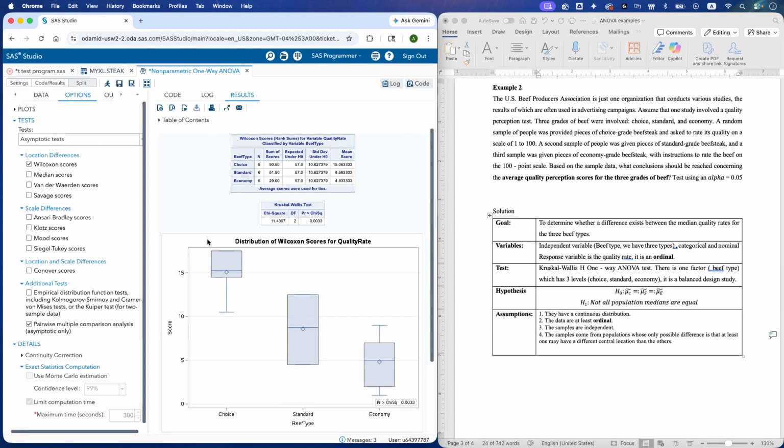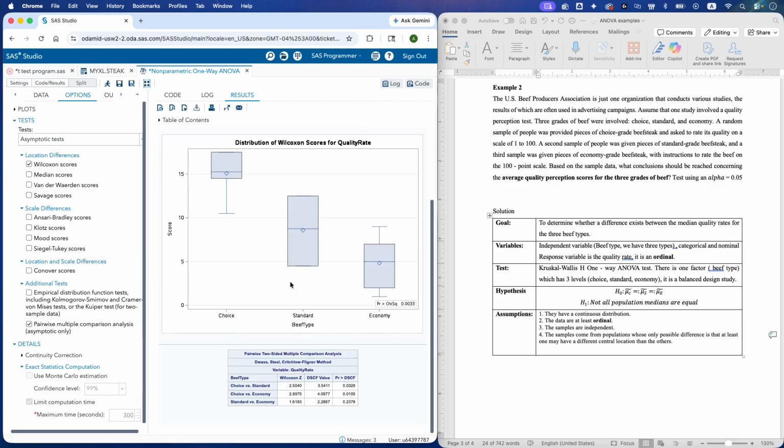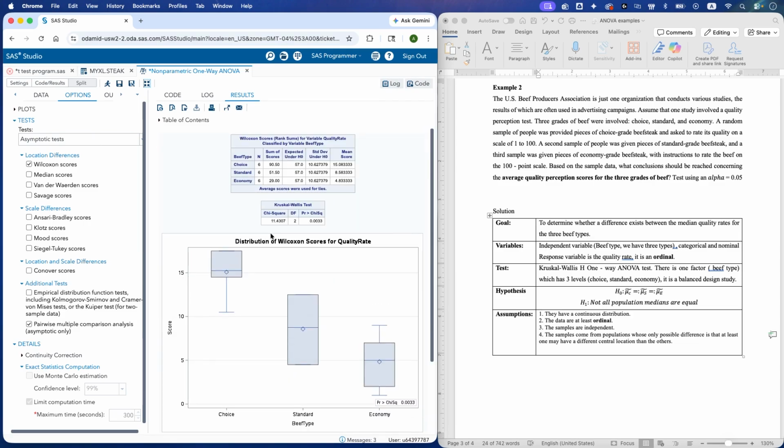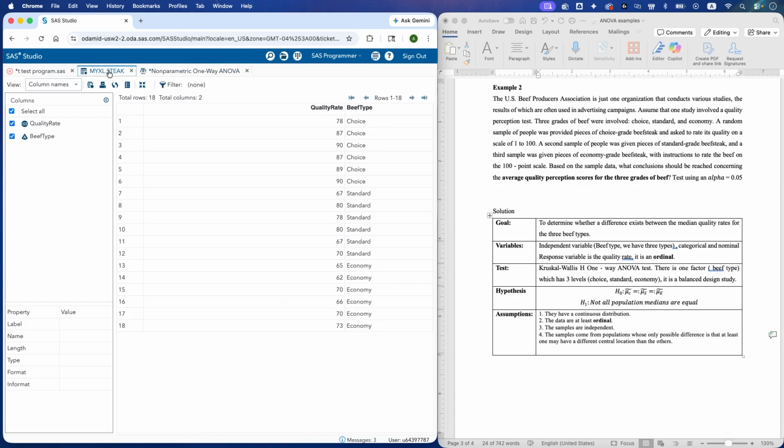Okay, so we've got three tables and one chart. The first table gives the Wilcoxon scores, which are the ranks. We are ranking these, by the way, from the smallest to the largest. For example, what is the smallest value here? It's 62. This is going to be rank number one.